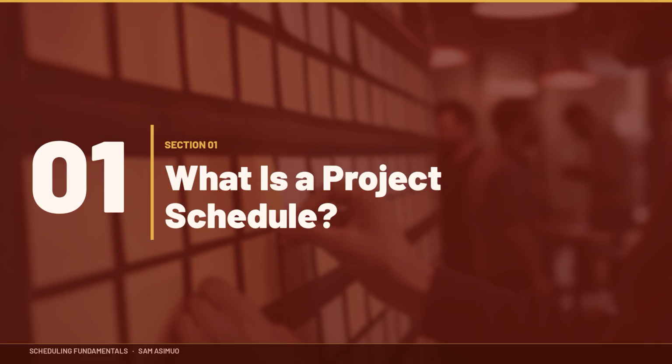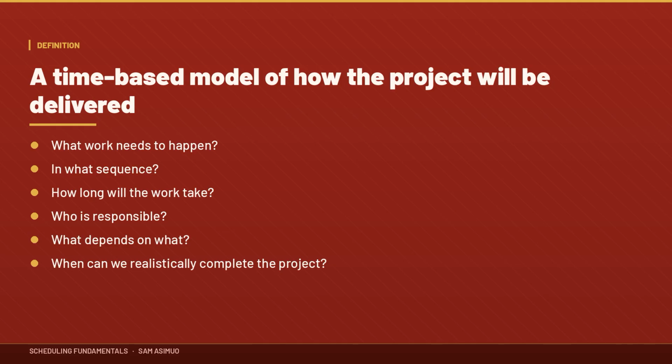Section 1. What is a project schedule? A project schedule is essentially a time-based model of how the project will be delivered. It answers questions such as: what work needs to happen? In what sequence? How long will the work take? Who is responsible? What depends on what? And ultimately, when can we realistically complete the project?